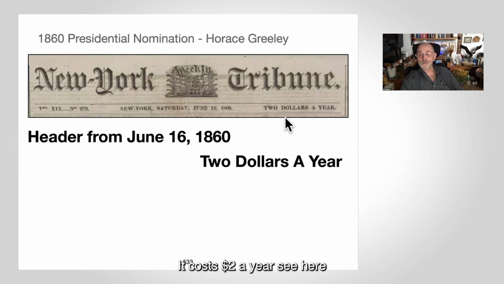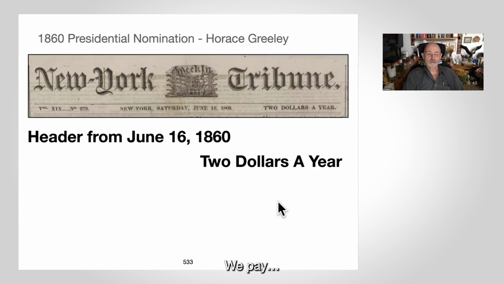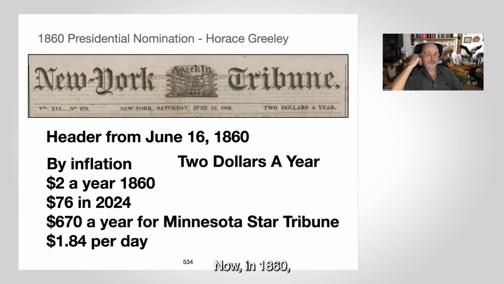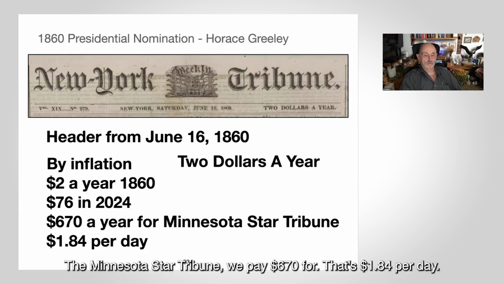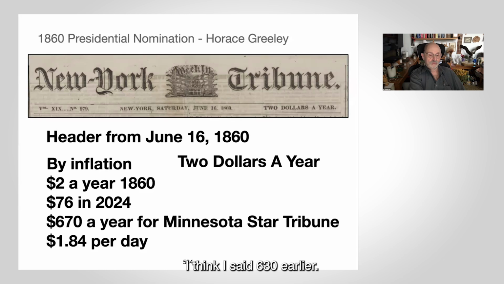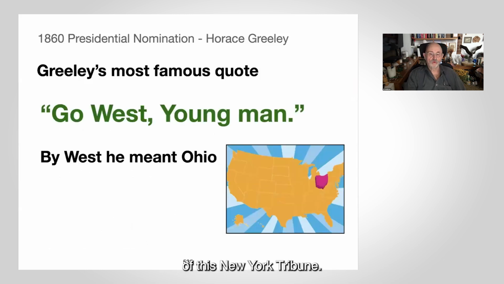Cost $2 a year, see here. My wife gets paper delivered every day. We pay $670 for it, and that's like $1.84 a day. Now in 1860, this is $2 a year. By inflation in 2024, that would be $76. Anyhow, the daily cost of the newspaper is almost the yearly cost in 1860 of this New York Tribune. That was owned by Greeley.